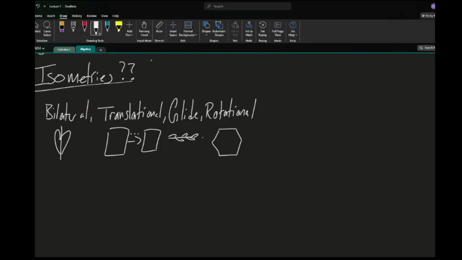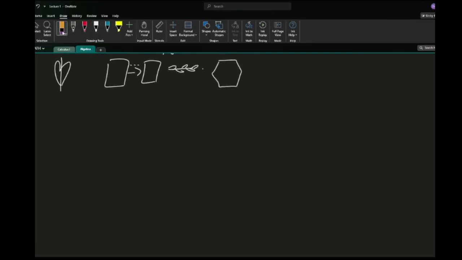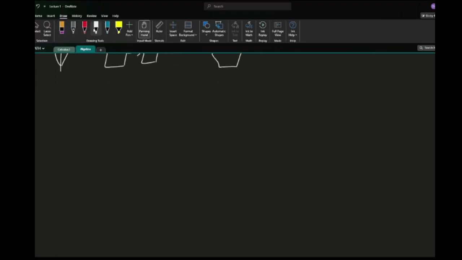I don't know if anyone's done this in the past, but does anyone want to answer what an isometry is from the text? No? Okay. All right. Well, I guess that won't work.